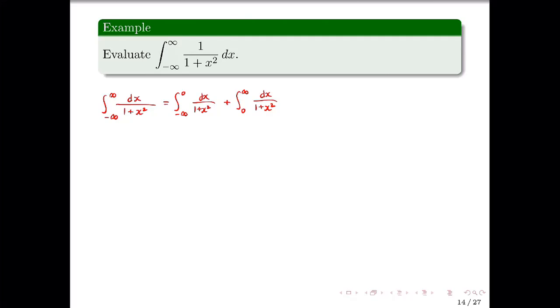So let's do this. Start from here, this guy here. Let us have the limit as t approaches negative infinity of the integral from t to 0 of dx over 1 plus x squared. Then plus the limit. Since I have used t already, I'll use a different variable for the second improper integral. Say, I'll just use s. So s going to plus infinity of the integral from 0 to s, and then we have dx over 1 plus x squared.